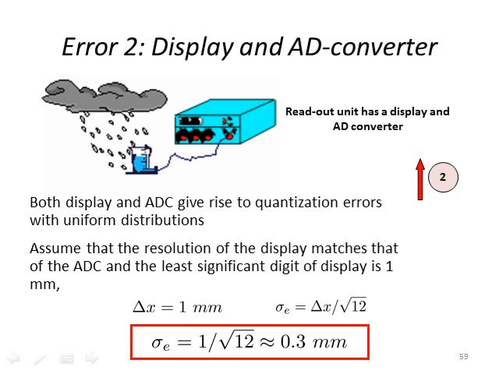So then the error 2, the display and the A to D converter. The readout unit has a display and an A to D converter. Both display and ADC, analog to digital converter, give rise to quantization errors with uniform distributions. Now assume that the resolution of the display matches that of the ADC, and the least significant digit of the display is 1 millimeter. This is an assumption we make. So delta x is equal to 1 millimeter. And then the uncertainty is, remember, computed from the probability density function of a uniform distribution, which is delta x divided by the square root of 12. So then our uncertainty of the display and A to D converter is 1 millimeter over square root of 12, which is about 0.3 millimeters.